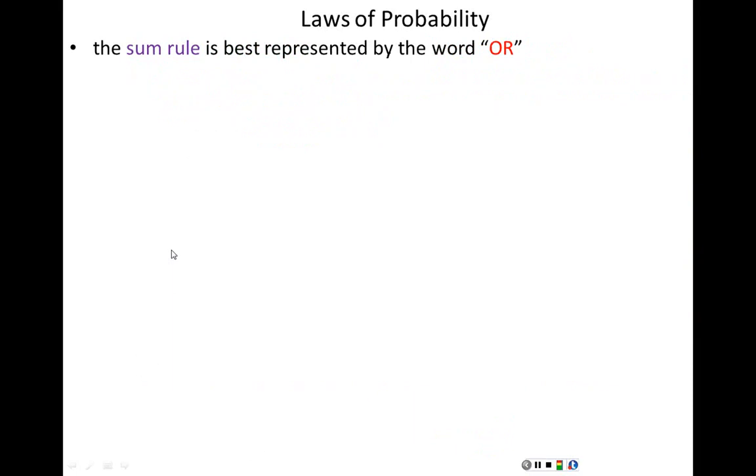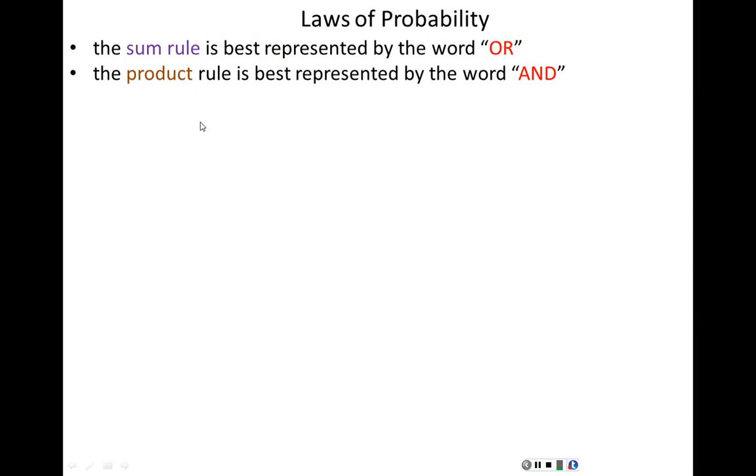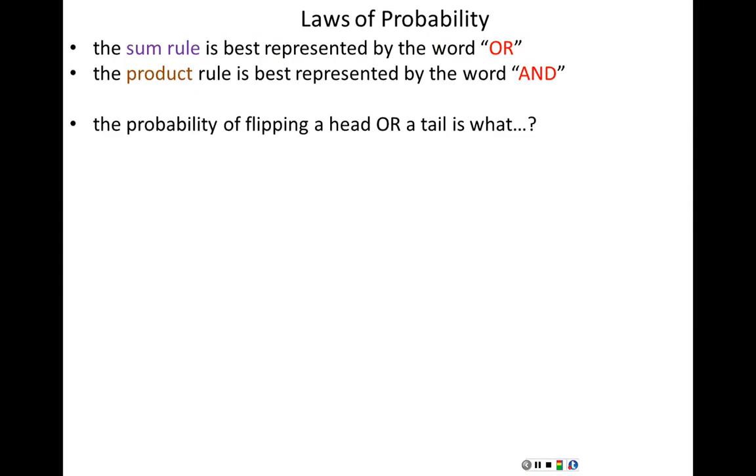I like to think of these sum and product rules as English sentences. It makes the most sense to me that way. The English word that best represents the sum rule is the word "or." And in my mind, the word "and" best represents the product rule. I'll show you what I mean.